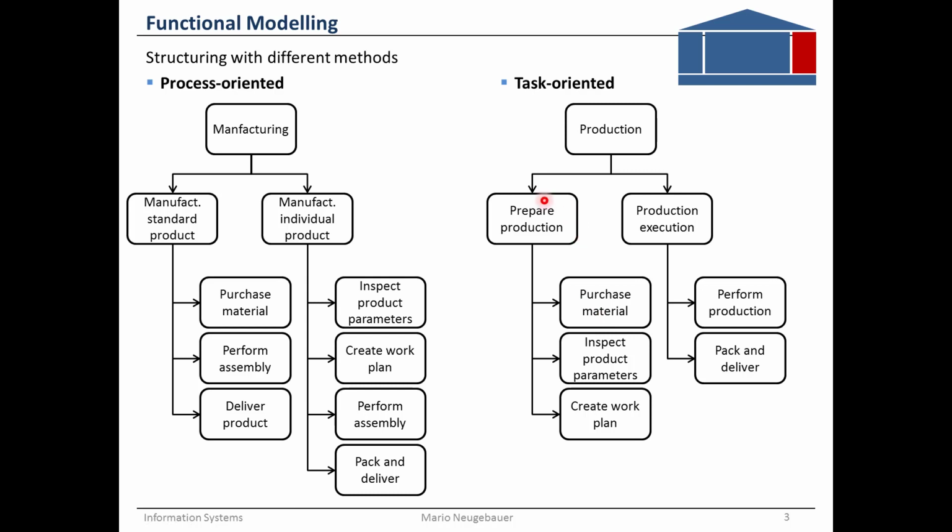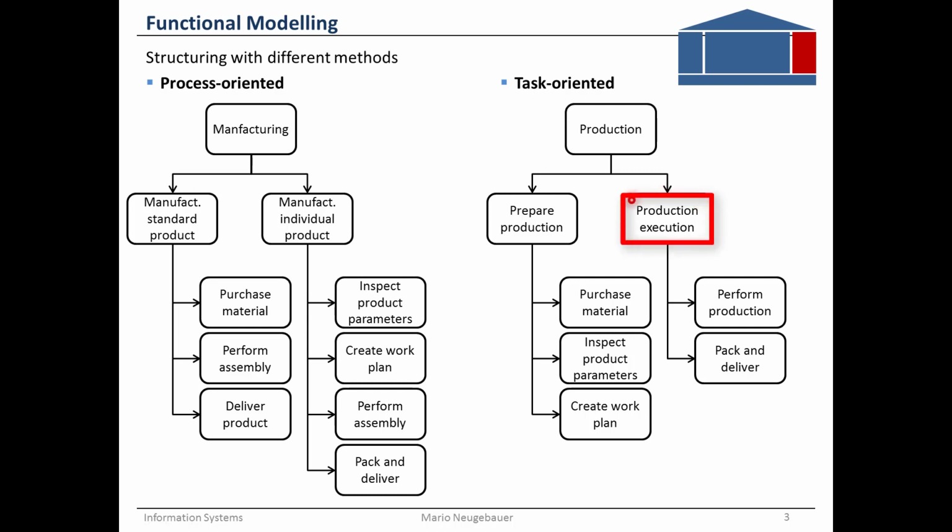So everything which is important for the preparation of the production, you have here in this left part, in this preparation part. So you purchase as a preparation, you inspect the product parameters, and you create the work plan. These are aspects which are important as you prepare your production. And in this case, you would not follow the steps to reach the goal of a certain business process. You rather would take only parts of these functions to realize your business process.